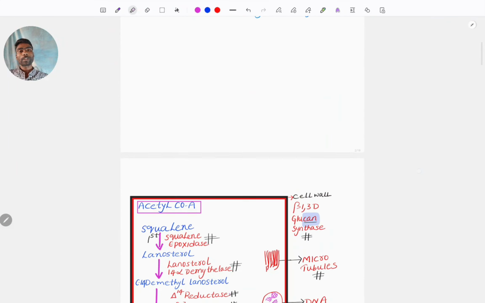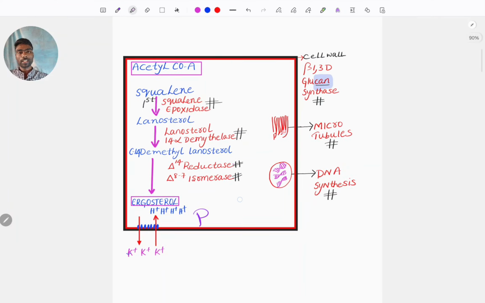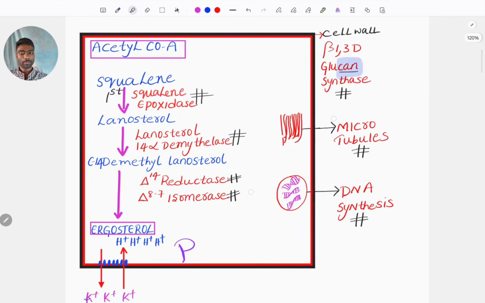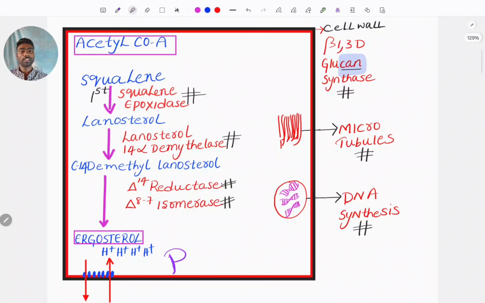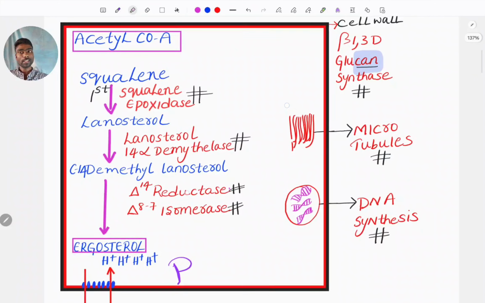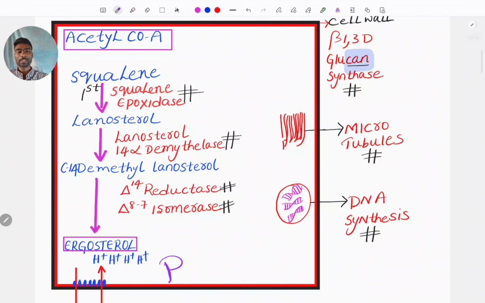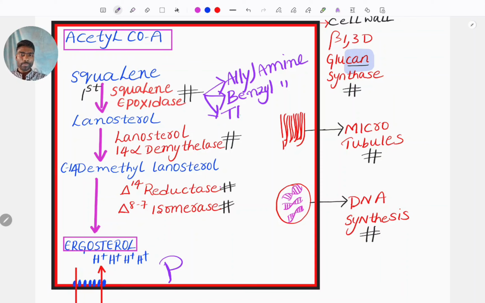Now we will revise whatever we learnt. Now you are going to tell me, I am going to write here what are the drugs acting on which enzyme. First enzyme, first drug, what is it? Acting on squalene epoxidase, allylamines. Next, with next alphabet I told you what is that. With third alphabet from T I told what is that. Benzylamine, thiocarbamate.